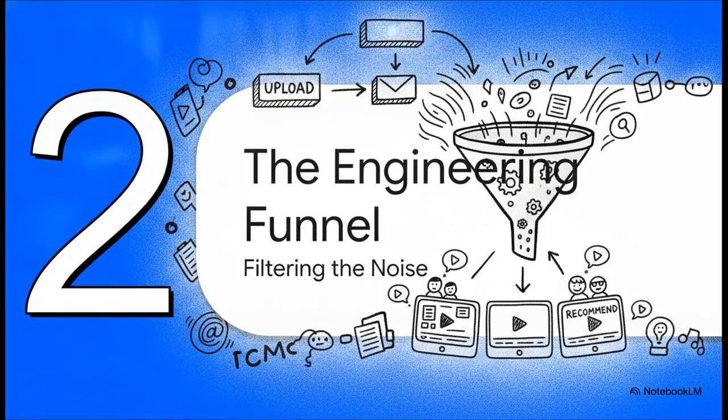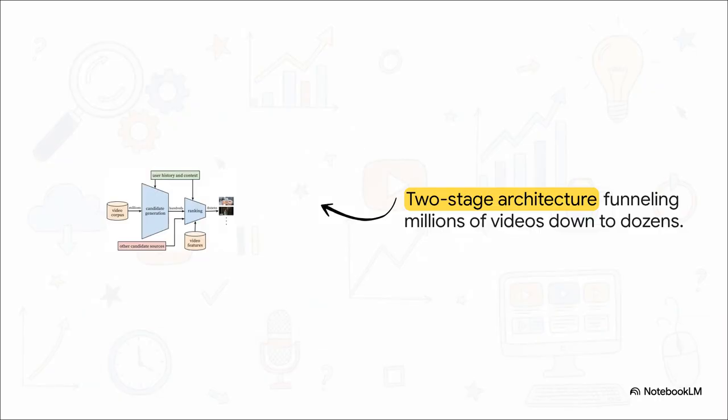Moving on to part 2, the engineering funnel. Let's see how it filters out the noise. To truly understand how to work the YouTube algorithm, we have to look at the literal machine learning pipeline designed by Google Brain researchers. This is the exact step-by-step journey a video takes from the moment it's uploaded to actually landing on a viewer's screen.